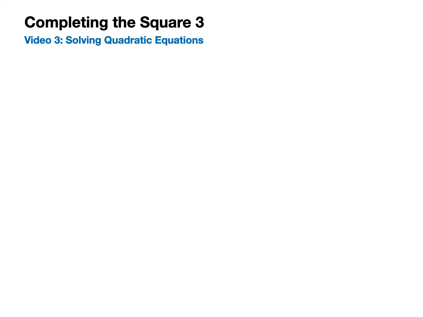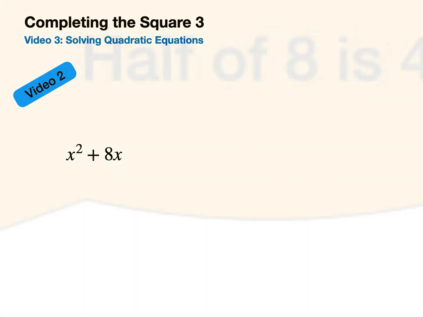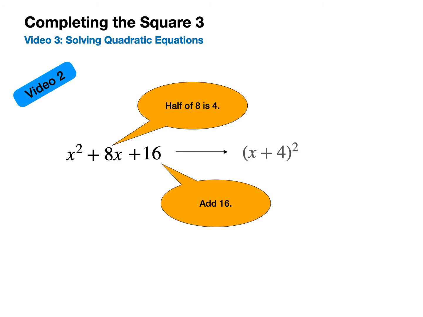Video 2 set out a mathematical rule for completing the square using algebra. Supposing you're given, say, x squared plus 8x, here's how to work out what number to add to complete the square. Take half of the 8, that's 4, then square the 4, and there's the answer, 16. By adding 16, you get x squared plus 8x plus 16, and this is indeed a square. It's the square of x plus 4.